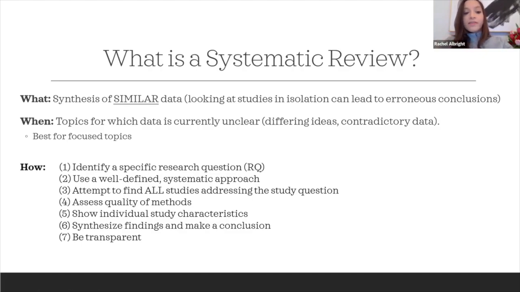You definitely want to identify a specific research question, okay? You should have a well-defined systematic approach. It should be a comprehensive search of the literature. So you're trying to find all the studies that are addressing the question that you're looking at. You have to assess the quality of the methods of the studies that you're including. You should show individual study characteristics in a table or a figure. You want to synthesize your findings, make a conclusion, and be transparent in your methodology, okay?